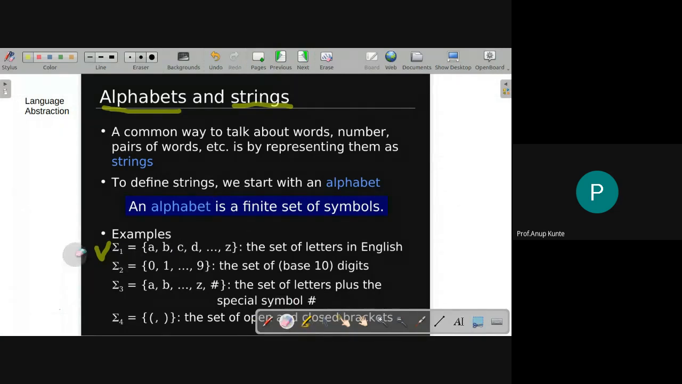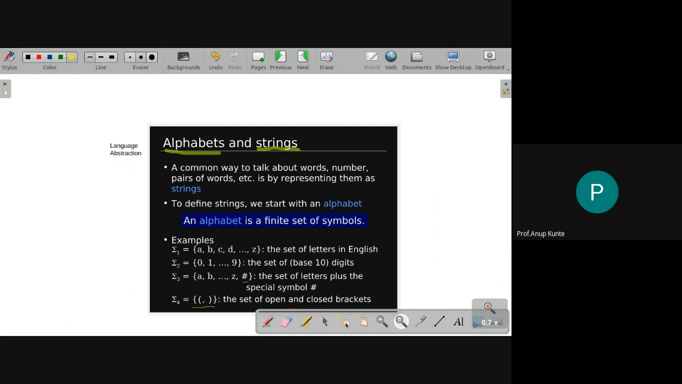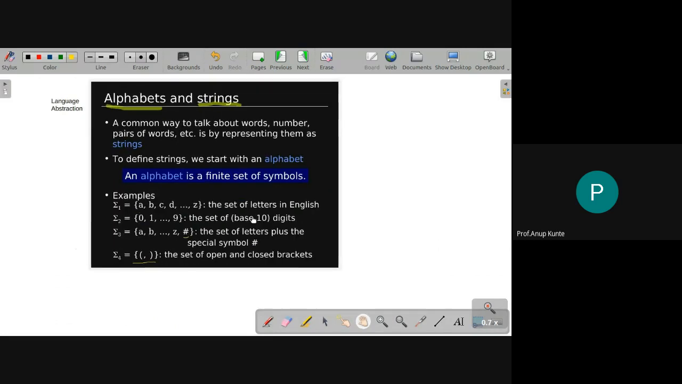Okay, so what is an alphabet? Basically, it's a set of symbols. Now, what can be a symbol? For me, A, B, C, D can be a symbol. For somebody, 0, 1 to 9 can be symbols. And for some problems, these letters along with this particular special character hash can be a symbol. For some problems, this particular set of open and closed parentheses, round brackets as you call them, can be considered as a symbol. So there are various ways in which I can say something is a symbol or something is not a symbol.